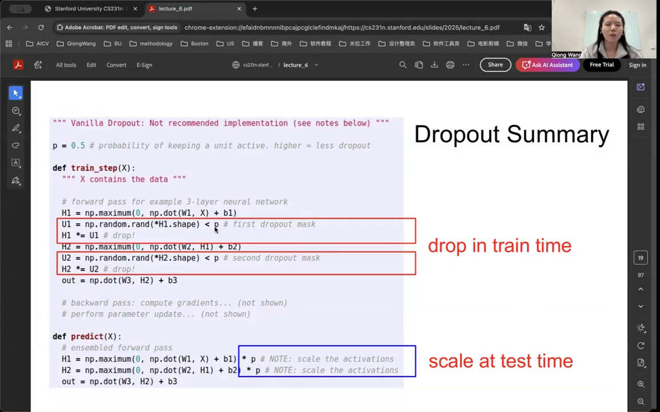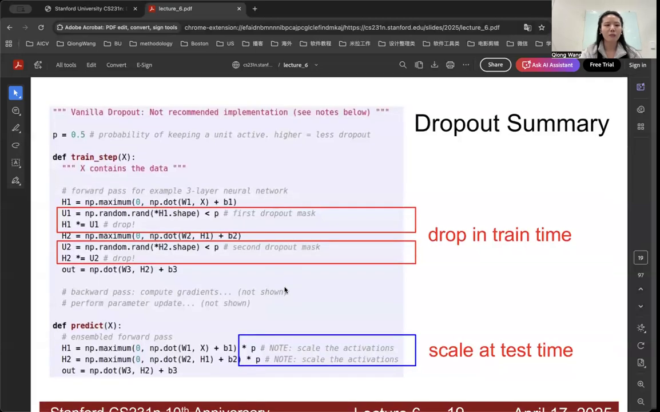We add the dropout probability in the training time. You can see in the right area the first dropout mask, and then we apply the second dropout mask. After that, during the prediction stage, the test stage, we need to scale it. We need to bring back the probability: we need to multiply by the probability in the hidden layers during the prediction stage.